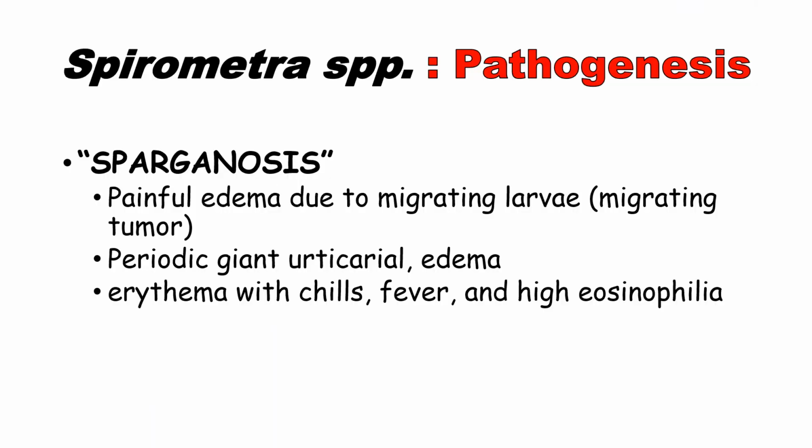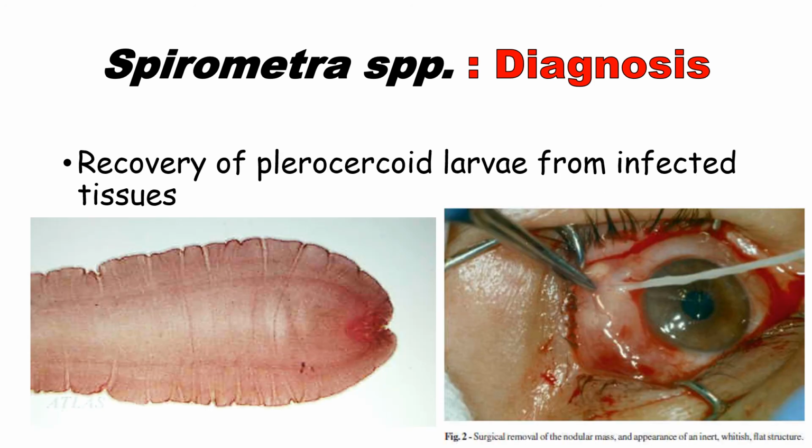So pathogenesis, sparganosis: painful edema due to migrating larvae, otherwise known as the migrating tumor, and then periodic giant urticaria and edema. Okay? So here is a picture showing you the plerocercoid larvae present in the tissue of humans, accidentally. So, that's for your Spirometra.